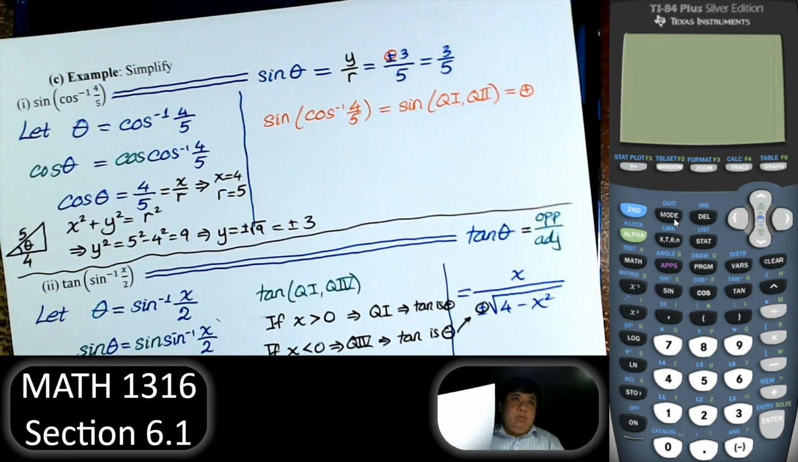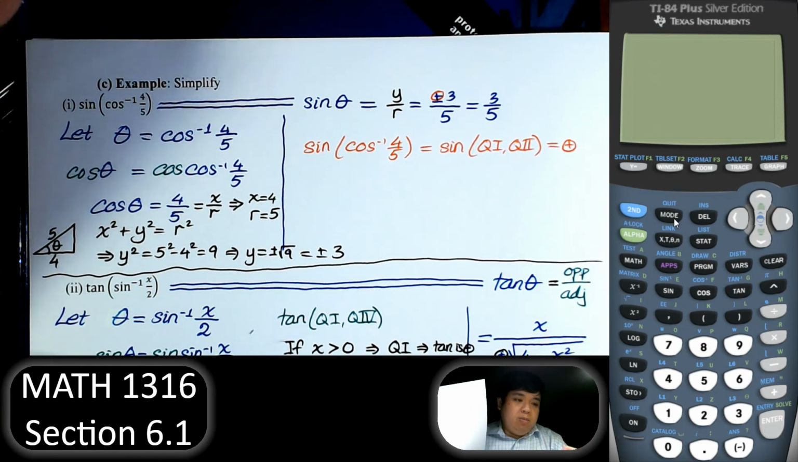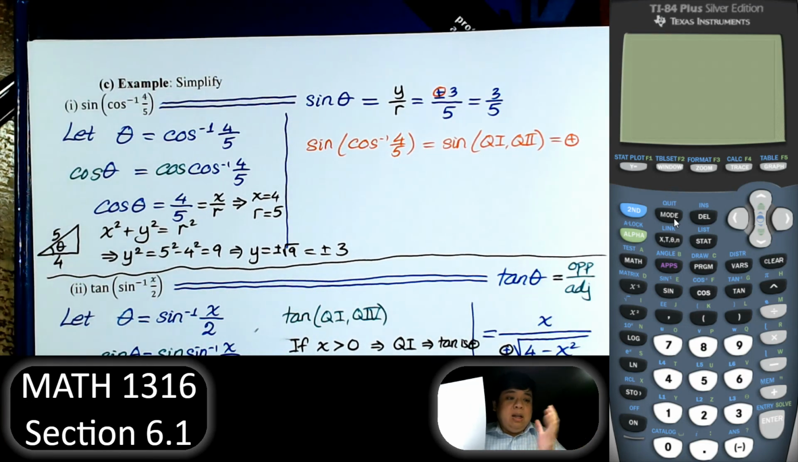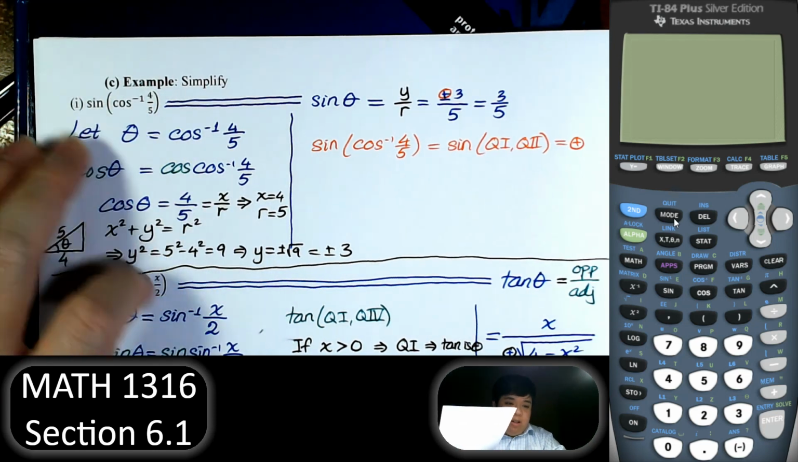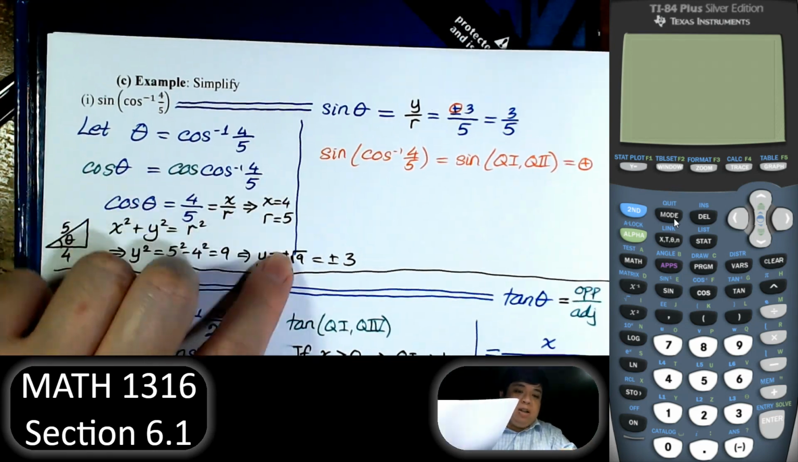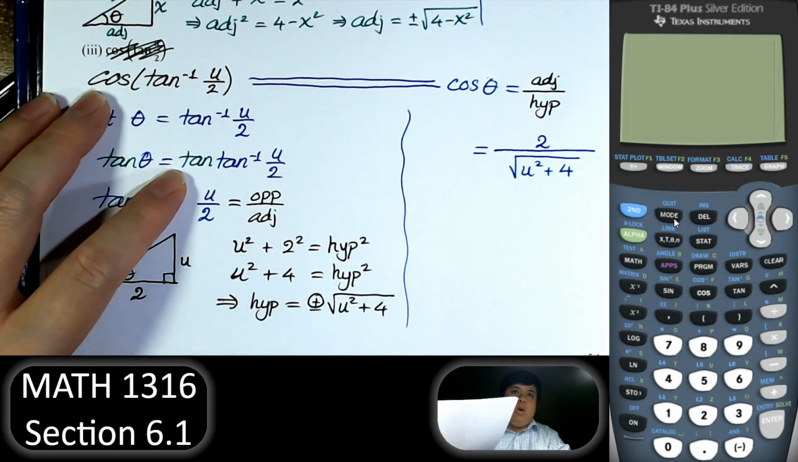And we need to be able to do this. Let the inverse inside be some angle, and then we draw the right triangle, solve for the missing parts, and put in the ratio. So that's what we have.